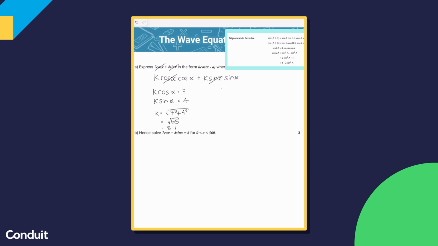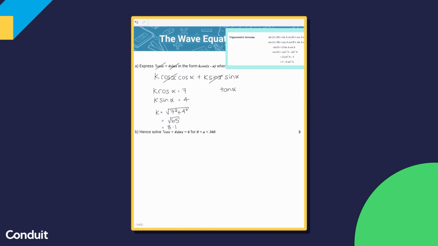Next thing we're going to have to do is find a value for alpha, and to do that we're using tan alpha. Keep in mind that tan is equal to sine over cos, so k sin alpha is 4 over k cos alpha, which is 7. Here we're going to have to find our inverse, so we're using tan inverse of 4 over 7, or 4 divided by 7, and that gives us a value of approximately 29.7 degrees, again rounding to the nearest decimal point. We need to double check that that is the correct value.